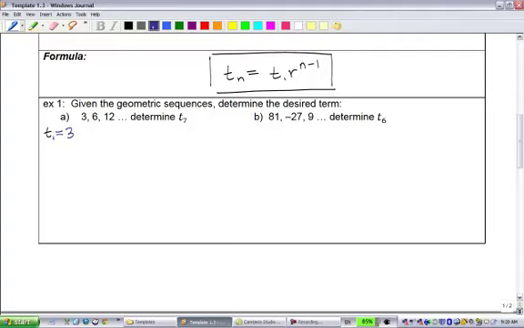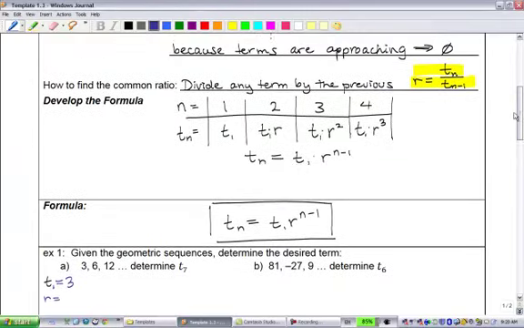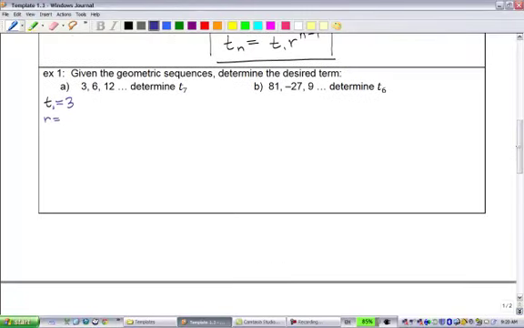Term 1 is 3. Common ratio, well, let's use this little formula we have at the top here, Tn over Tn minus 1. Let's pick any term, I don't know, let's pick term 3, which is a 12, divided by the previous term, which is 6. Surprise, surprise, the common ratio is 2. Again, you could probably pick that off by saying 3 times 2 is 6.